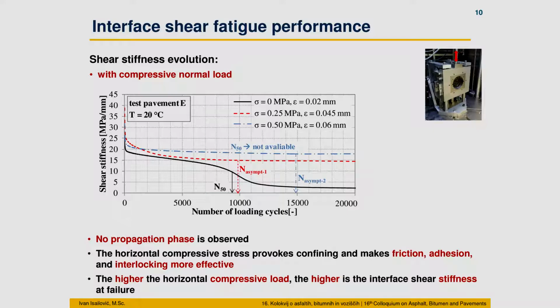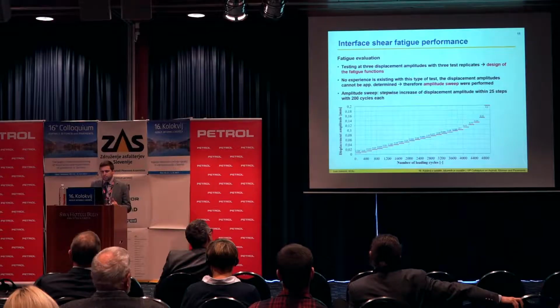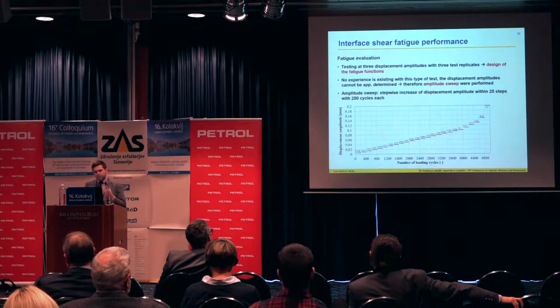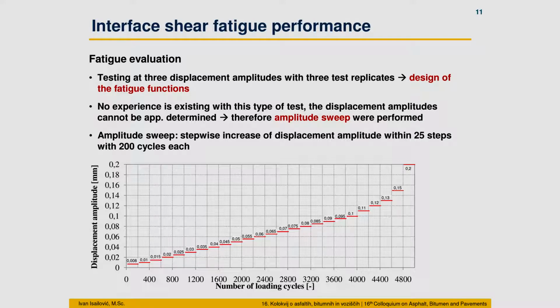Since it is the first test we developed at TU Braunschweig, and we didn't have any experience with this type of test, that means we should develop a procedure. How can we apply our different displacement amplitudes? And this we did with an amplitude sweep test. An amplitude sweep test means a stepwise increase of our displacement amplitude until the failure of the sample within 25 steps and with 200 cycles in each step.